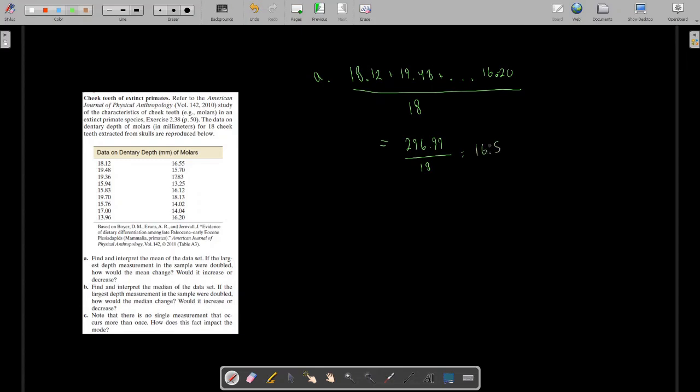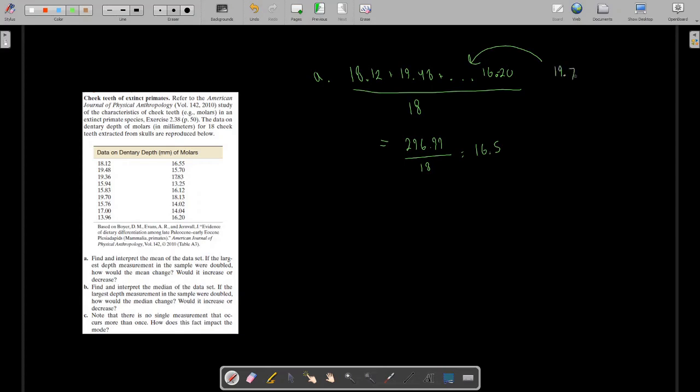And so in this case, we would say the average depth of a molar in these extinct species cheeks is 16.5 millimeters. And now it asks us, if the largest depth measurement in the sample were doubled, how would the mean change? Would it increase or decrease? Well, if we think about this, the largest tooth in this data set looks to be 19.7 millimeters. So one of these values that we added up is 19.7.